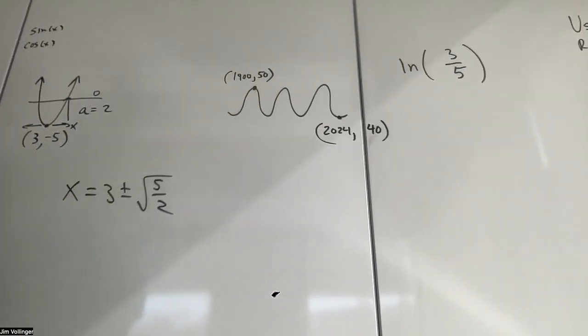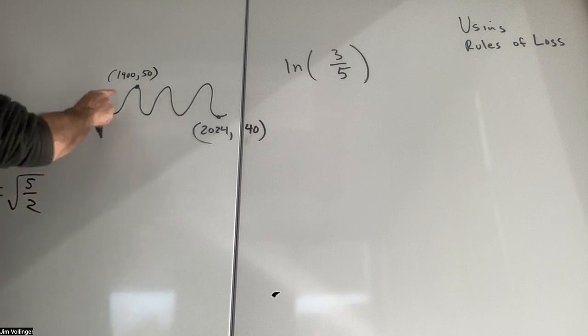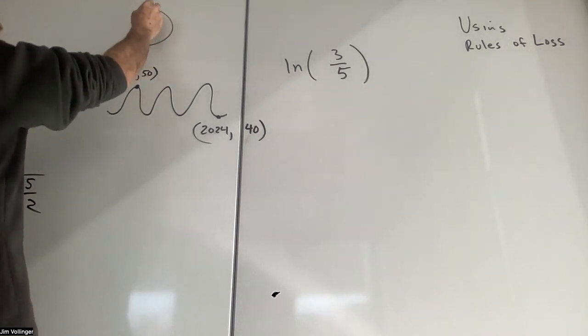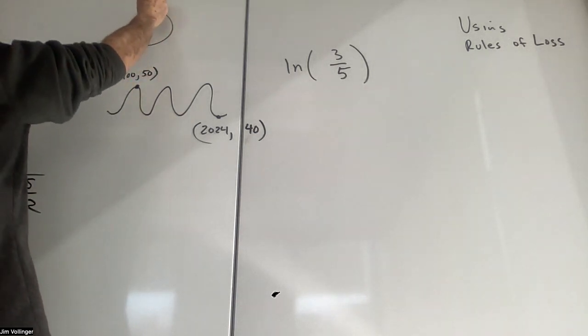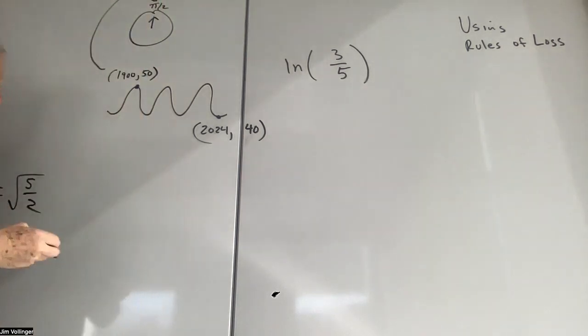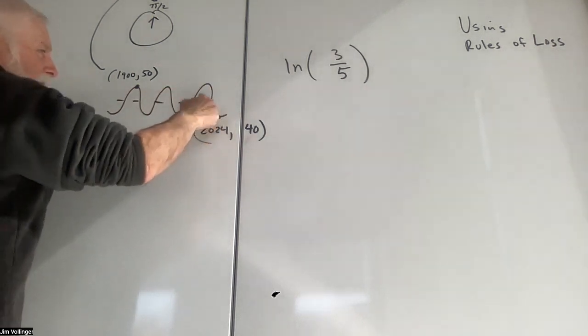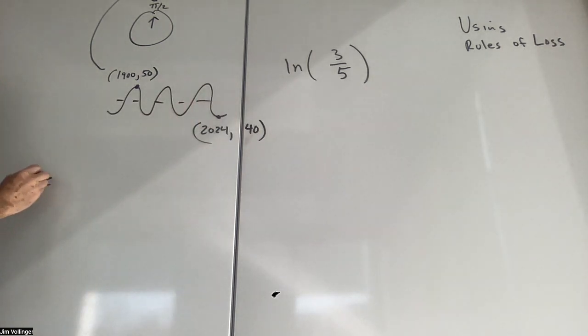Let's do some sinusoidal graphing. All right, so I know a maximum sine curve max occurs at pi over 2. And I know I got to turn 1900 into pi over 2. And that's not hard to do. It's linear. So what's the equation here? I got to find the midline. Midline's 45. I got to go up and down 5 units.